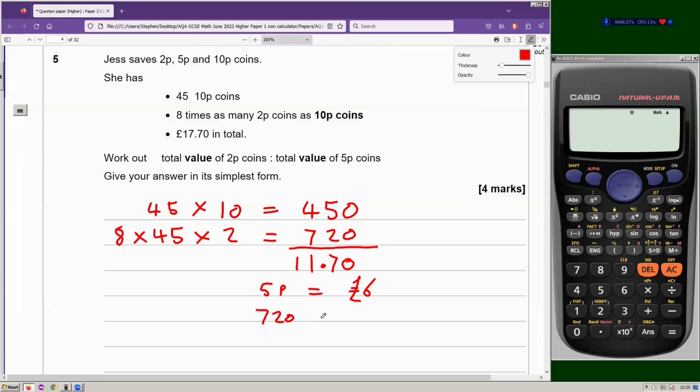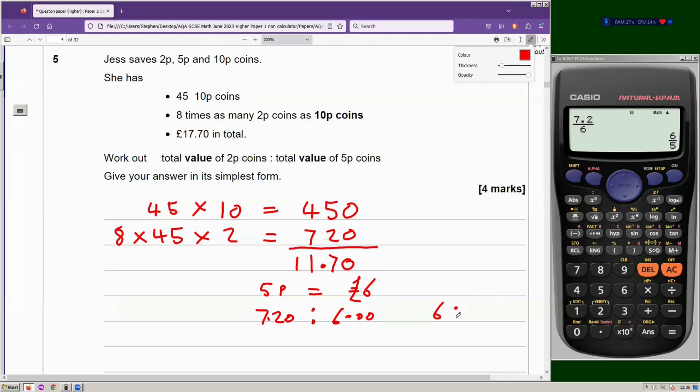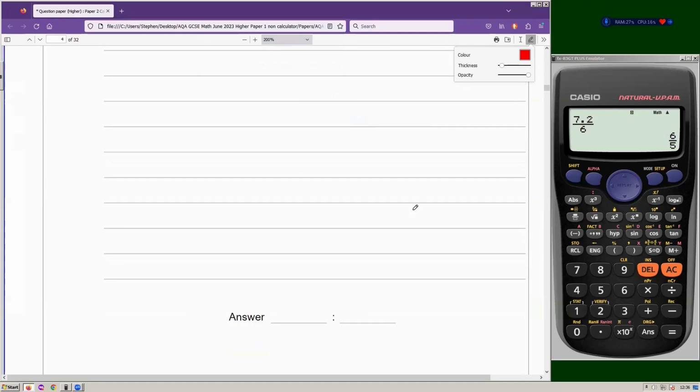720 to £7.20 to £6. All right, and I can do this as a, if I put it in as like a fraction like this, it gets our smallest ratio. So we go 7.2 over 6. 6 over 5. Okay, so it's 6 to 5. Better put it there. 6 to 5.